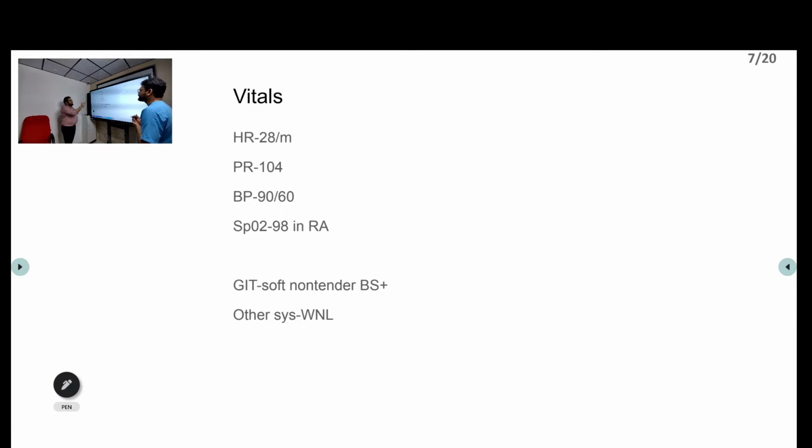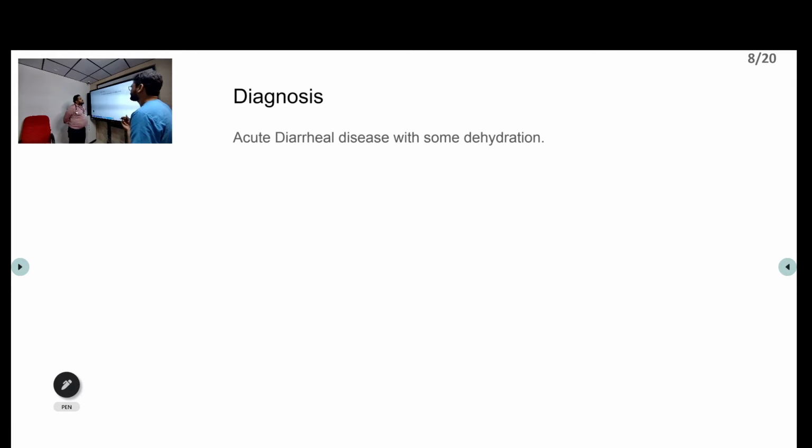Coming to vitals, we have already said. Systemic examination, GIT: it was soft, non-tender, and bowel sounds were present. Other systems were within normal limits. Coming to diagnosis, it was acute diarrheal disease with some dehydration. So it's an acute diarrheal disease.